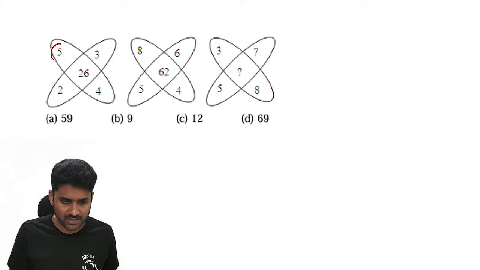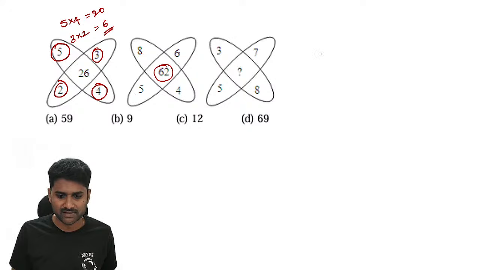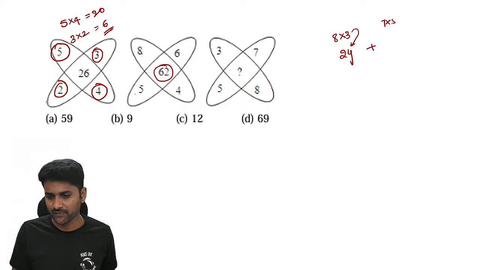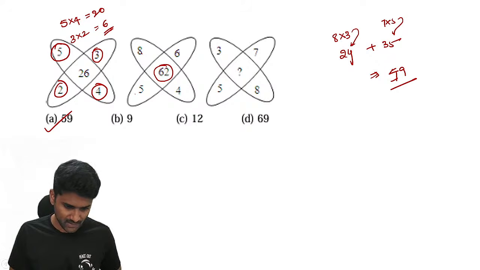Now see, again diagonals: 5 into 4 is equal to 20. 3 into 2 is equal to 6. If you go through the sum, it's 26. 8 into 4, 32. 6 into 5, 30. Resultant is 62. Now 8 into 3 is 24. 7 into 5, 35. So here the answer is 59. 59 is the correct answer.